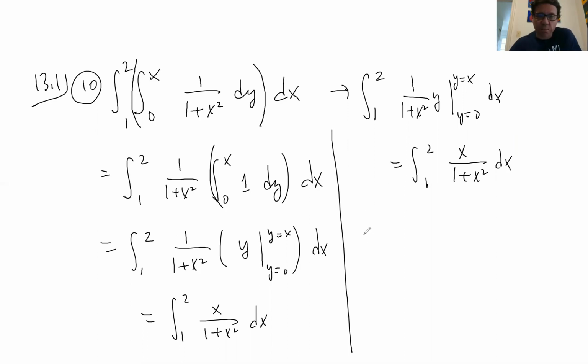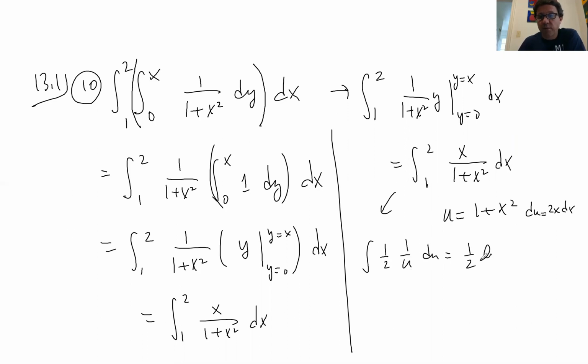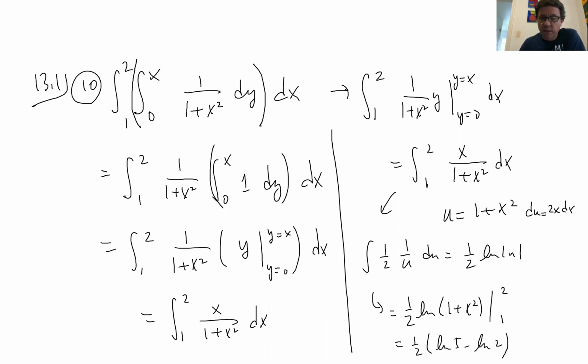So that's part A, and then part B is just the basic u-sub: u equals 1 plus x squared, du is 2x dx. So this will become the integral of 1/2 times 1 over u du, which is 1/2 natural log u. Plug everything back in: 1/2 natural log of 1 plus x squared. Evaluate it from 1 to 2. So you get 1/2 the natural log of 5 minus natural log 2 in the end.